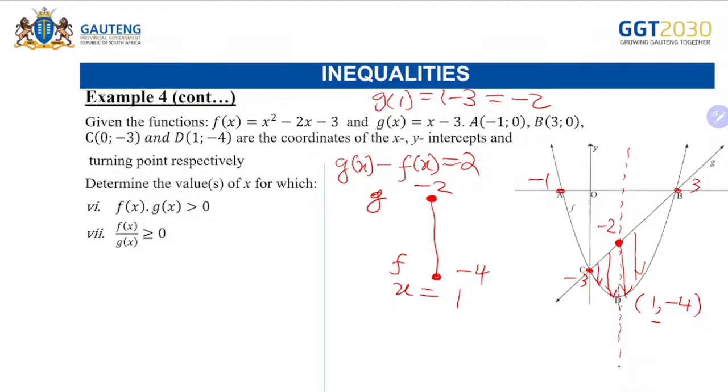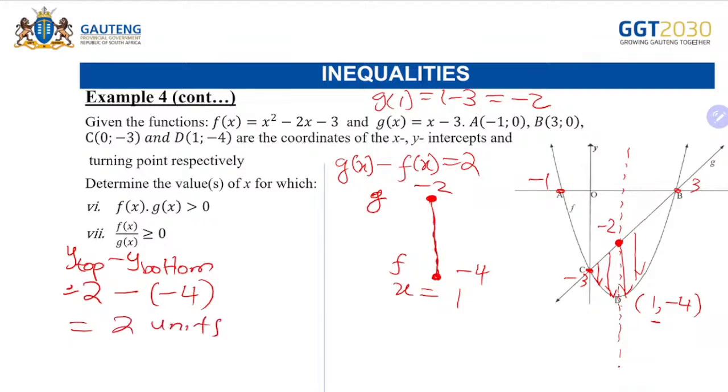Now, if you look at the vertical distance between the two, what would it be? Y top minus Y bottom. What is the Y value at the top? -2. Y value at the bottom? -4. So what is the distance here? 2 units. So you can see along this line, the distance is 2. And it is true, G, the straight line, is above and the parabola is below. So it occurs along this line.